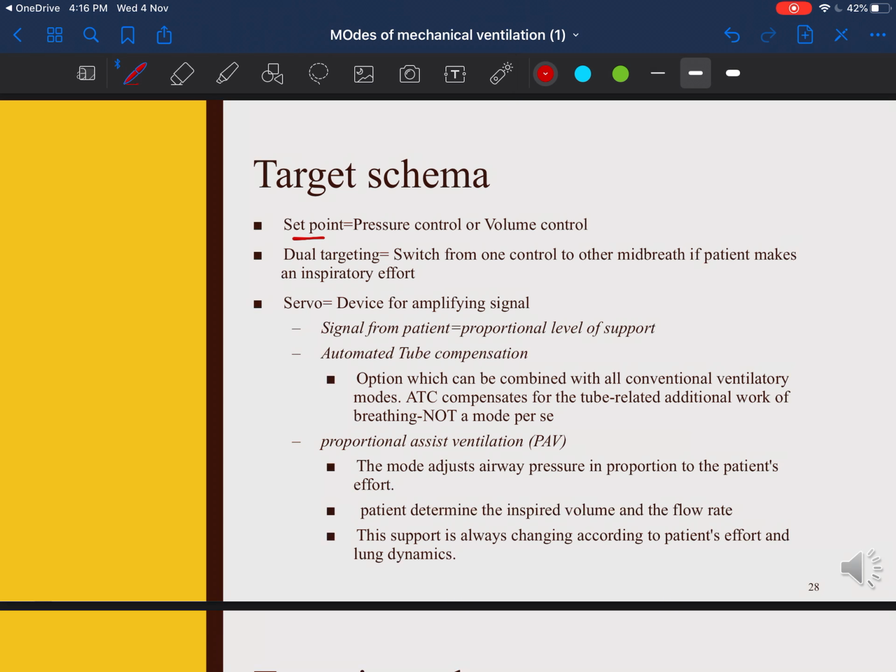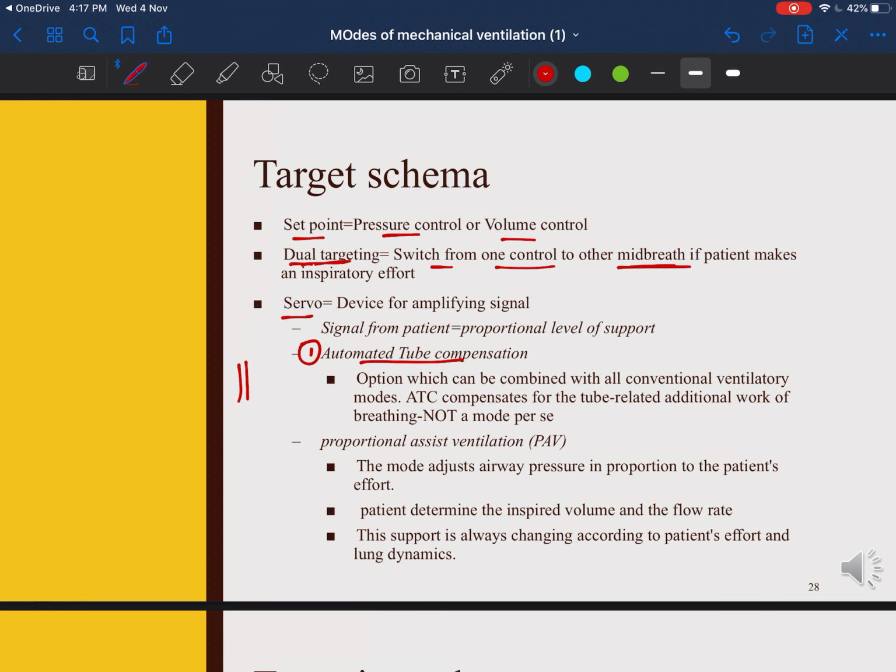Set point is your standard pressure control and volume control in your conventional mode. Dual targeting is where both pressure control and volume control can be there in a single breath. Suppose you have set up volume control mode. Patient takes a very good effort, then the ventilator can switch from volume control to pressure control mid breath. That is dual targeting. Servo target schema is where servo is any device that amplifies a signal. Here the patient signal is amplified to provide a proportional level of assist to the patient. The example of a servo is automated tube compensation.